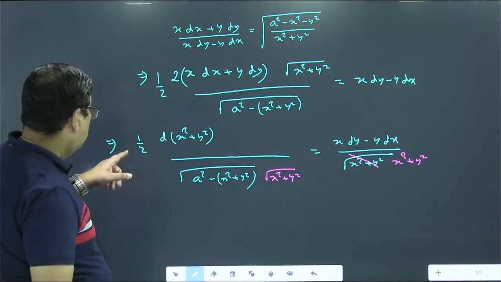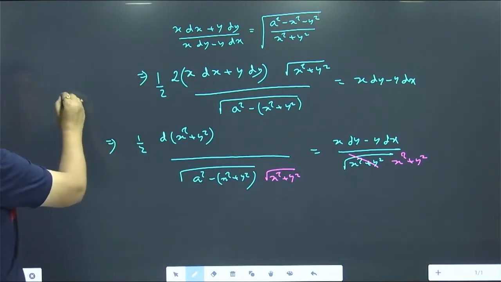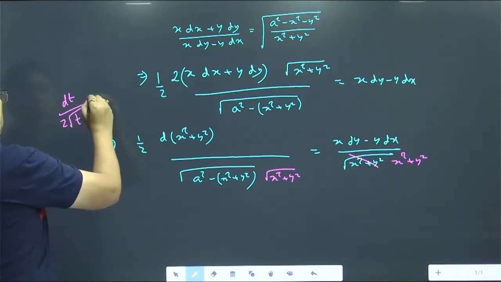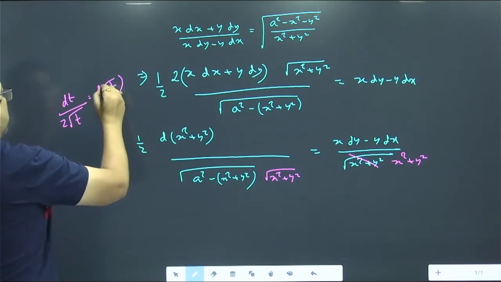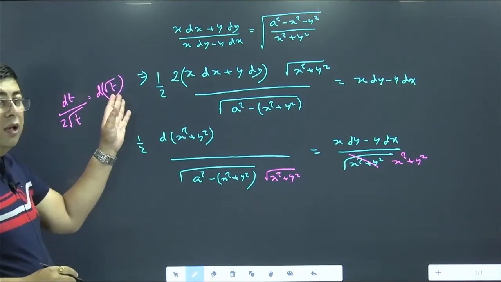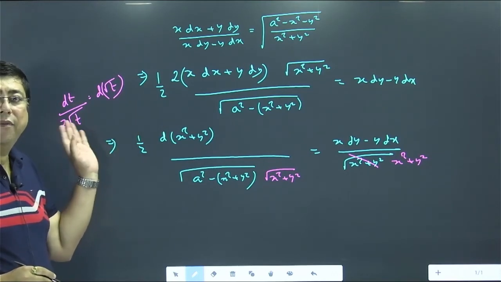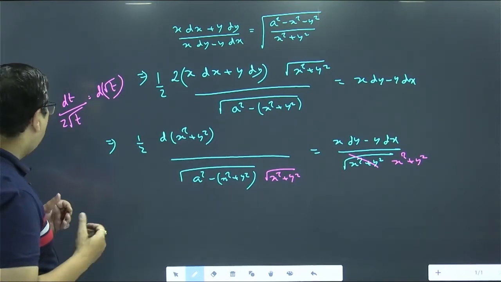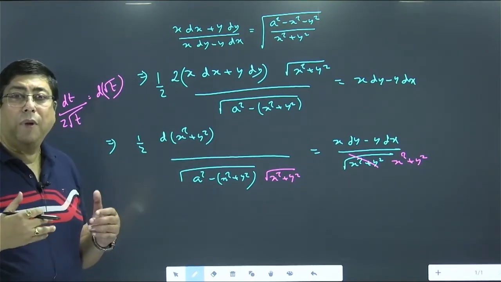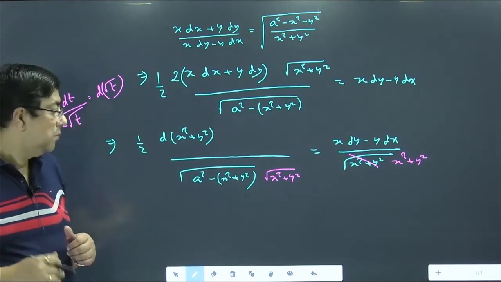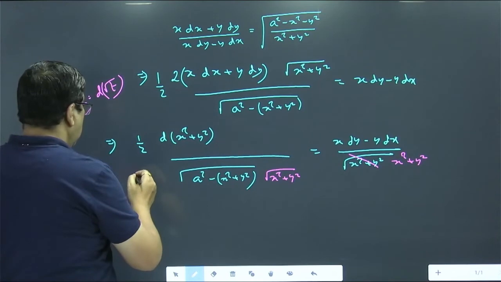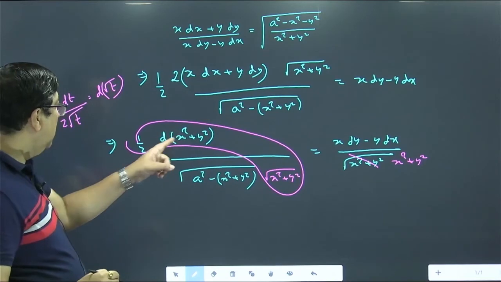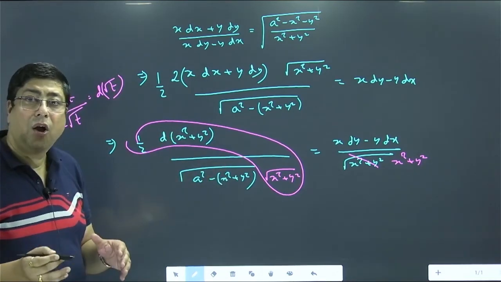Now this is dt by 2 root t, equal to d of root t. Actually in this case right hand to left hand is very easy, but left hand to right hand we have to become habituated. It depends on the knowledge of differentiation. We have to practice all these types of sums regularly. So in this case, dt by 2 root t is coming d of root t.